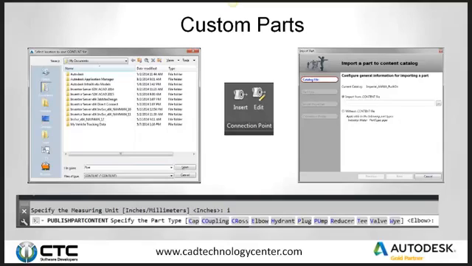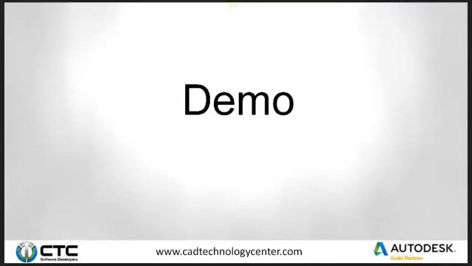And then from there, you go back into Civil 3D, you create a parts list, or you open up your parts list and you'll add your brand new custom parts to it, and then you can build from it. So let's go ahead and jump into the software.